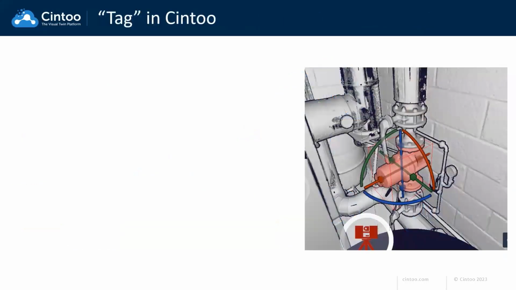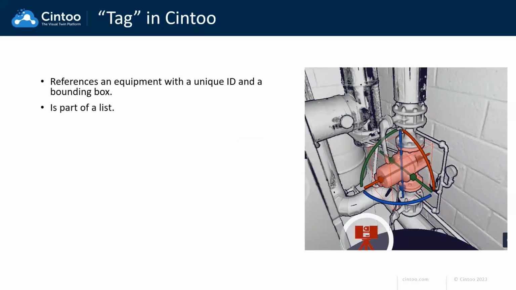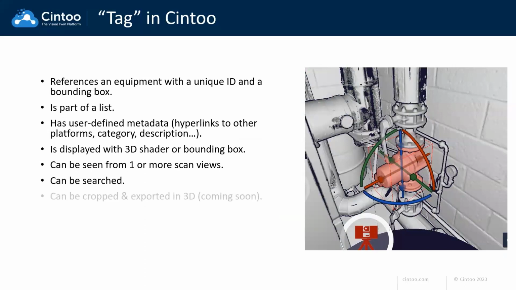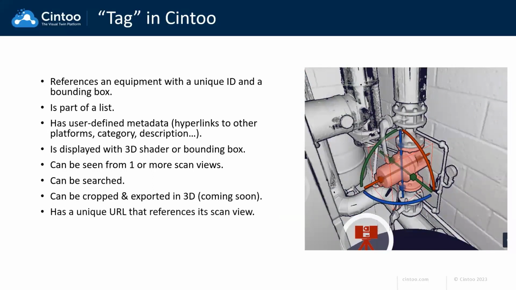What we developed inside Cintu is a new entity called a tag. A tag will reference an equipment with a unique ID on a bounding box. It's part of a list, has of course various metadata, mostly hyperlinks to other platforms, can be displayed inside Cintu using a 3D shader or bounding box, can be seen from multiple scan views, can be searched, can be cropped and exported in 3D. This is a feature that will come soon. And of course it has a unique URL that references its scan view so that you can close the loop between your digital twin platform and Cintu. Everything is accessible via the Cintu APIs as well.